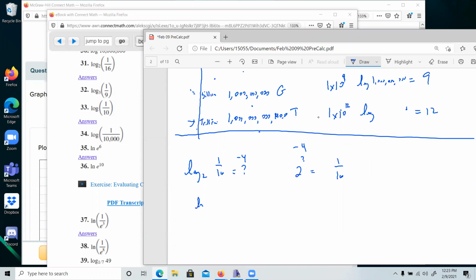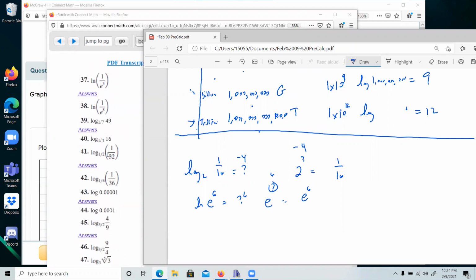Ln, natural log, of e to the 6th equals what? Well, e raised to what power is equal to e to the 6th? This does not seem like a hard problem anymore, I hope. You're just going, oh, it's 6. Okay. I hated these so much. Log base 1/2 of 1/32 equals what?